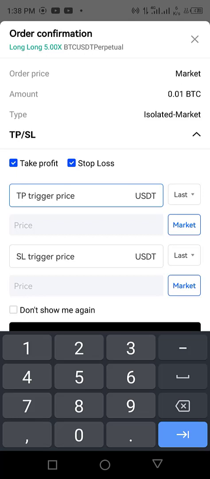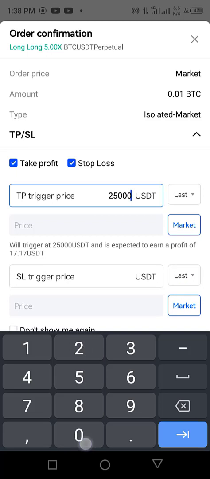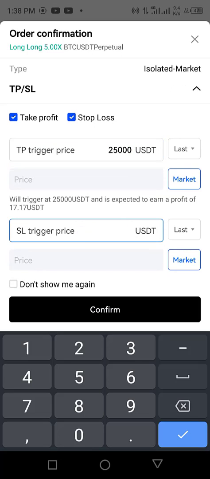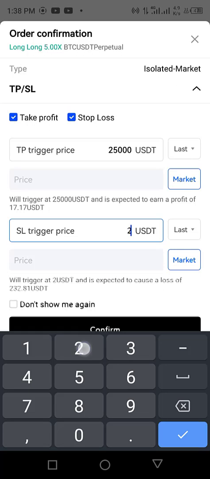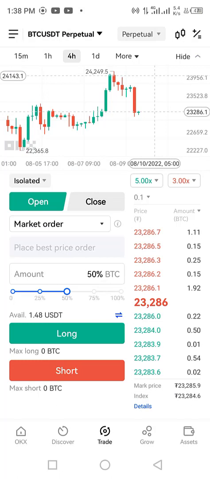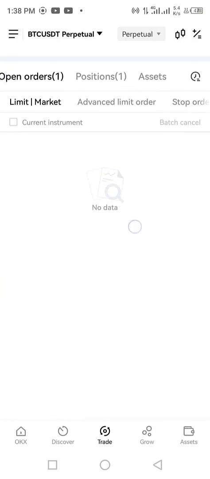So if the market price right now is approximately 23,200, and according to my analysis I want my take profit to be at 25,000 USDT, my stop loss will be below my entry price, which I want to choose as 22,000 USDT right here. Then I can click confirm. Once I click confirm here, I will open the position.